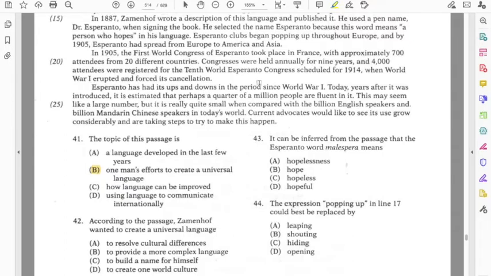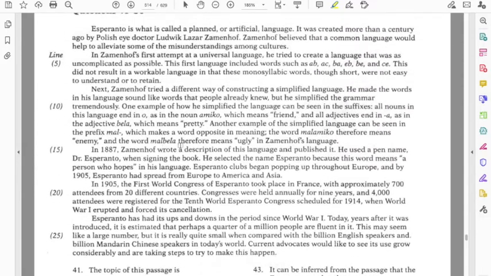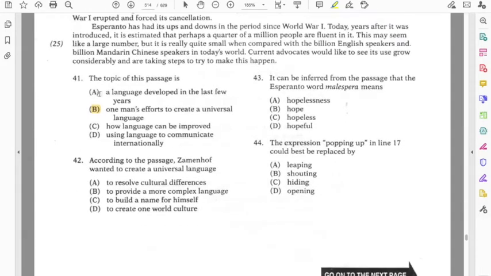Esperanto has had its ups and downs in the world in the period since World War I. Today, years after it was introduced, it is estimated that perhaps 250,000 people are still fluent in it. So it's not too bad. This may seem like a large number, but it's really quite small compared to the billion English speakers and more than 1 billion Mandarin Chinese speakers in the world today. Current advocates, people who support something, would like to see its use grow considerably and are taking steps to make this happen. We didn't really hear anything about communicating across countries so much as across cultures. So one man's effort must be the main topic.